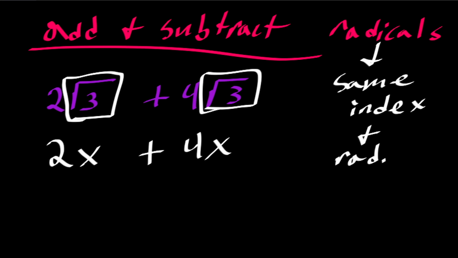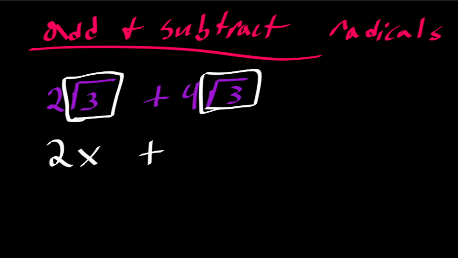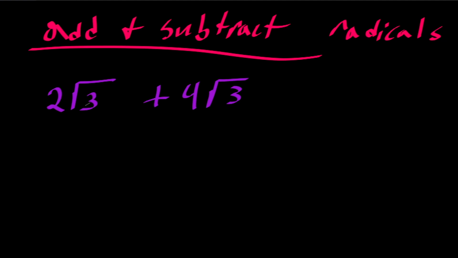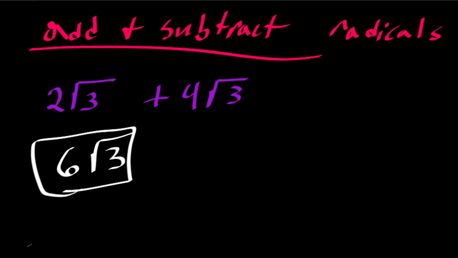All right, so let's get rid of all this and I'll show you how it looks. So if we were to add 2x and 4x, obviously we would get 6x. But now let's apply the same process to 2 radical 3 plus 4 radical 3. Well, that's going to give us 6, and then instead of x, we're going to have radical 3 or square root 3. So that would be our answer.